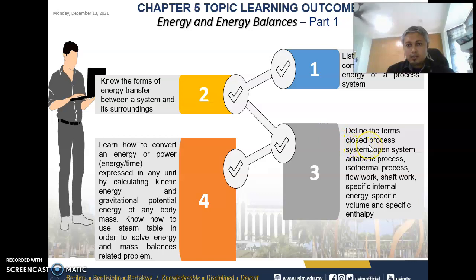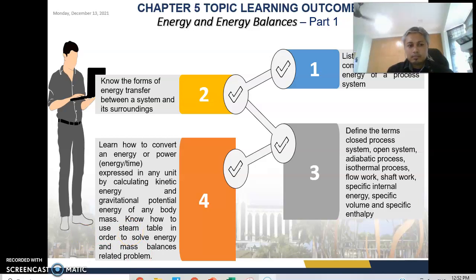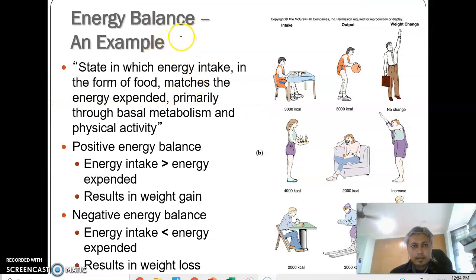Define the terms closed process system, open system, adiabatic process, isothermal process, flow, shuffles, specific internal energy, specific volume, and specific enthalpy. And last but not least, learn how to convert an energy or power, which is energy per time, expressed in any unit by calculating kinetic energy and gravitational potential energy of any body mass. And also we are going to learn how to use steam table to solve any energy and mass balance related problem.